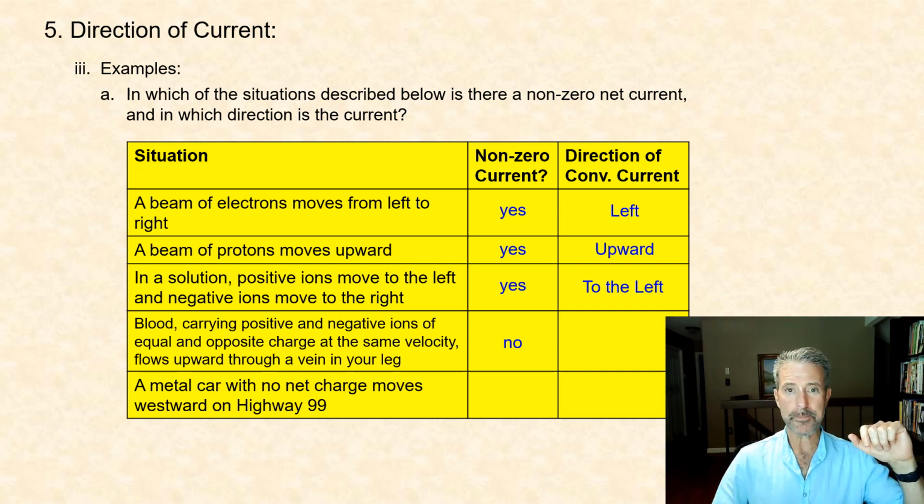And in our very last example, with a metal car which has no net charge moving westward on Highway 99, we have a similar situation as the example above, where we have no net charge in motion. Why? Because we've got equal amounts of positive and negative charge moving, in which case the net motion of charge is zero, meaning that there is no current.